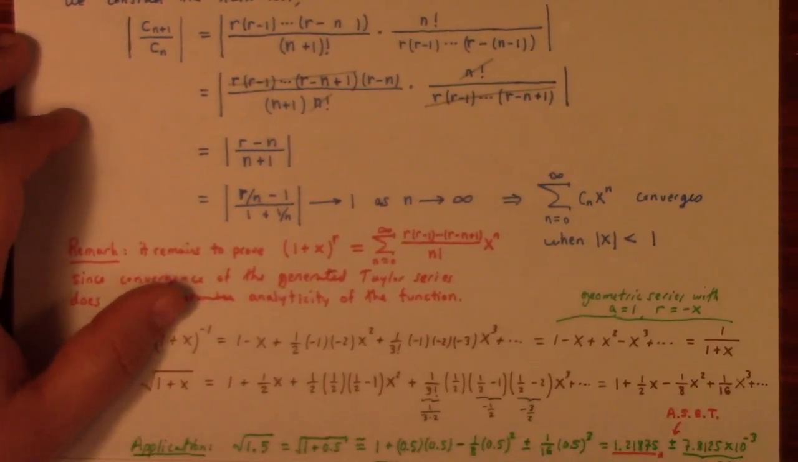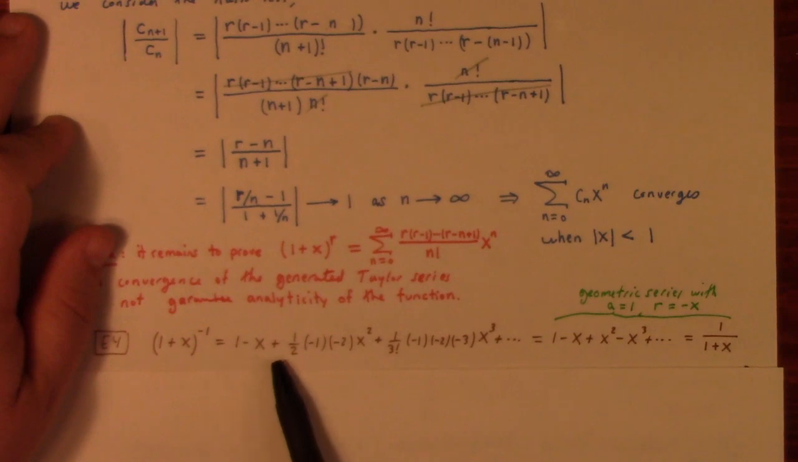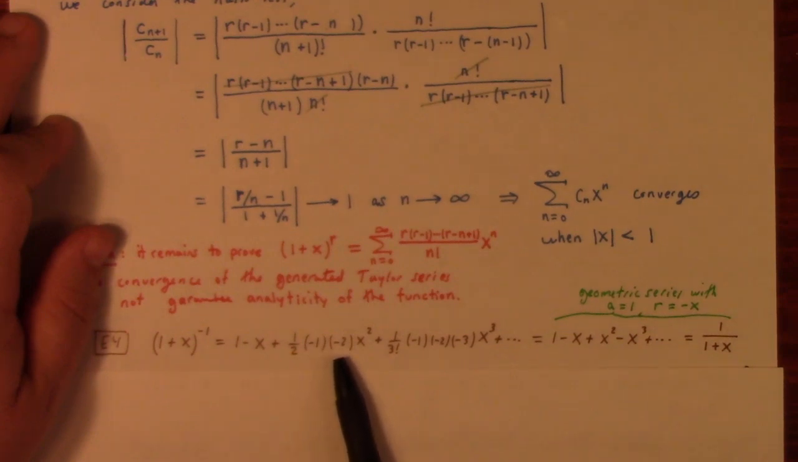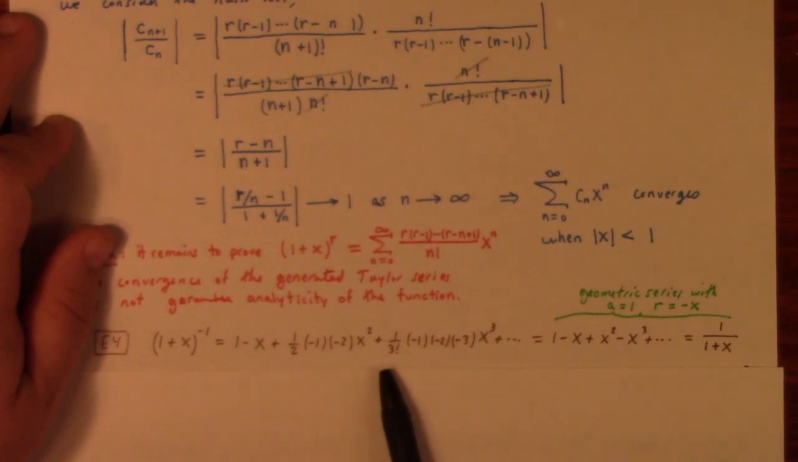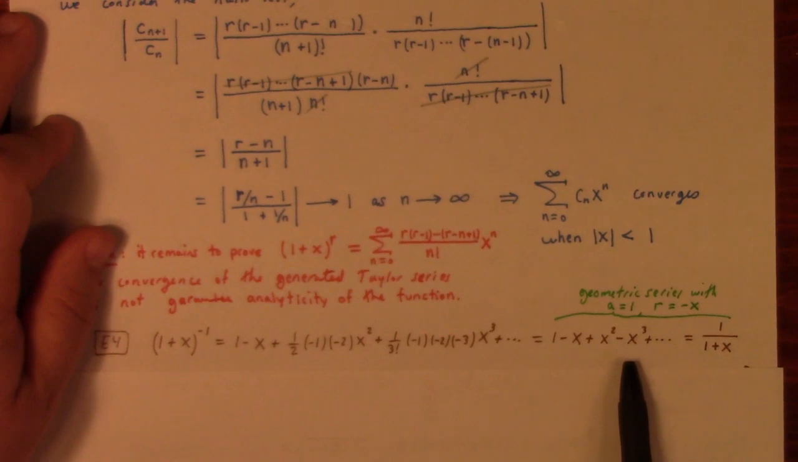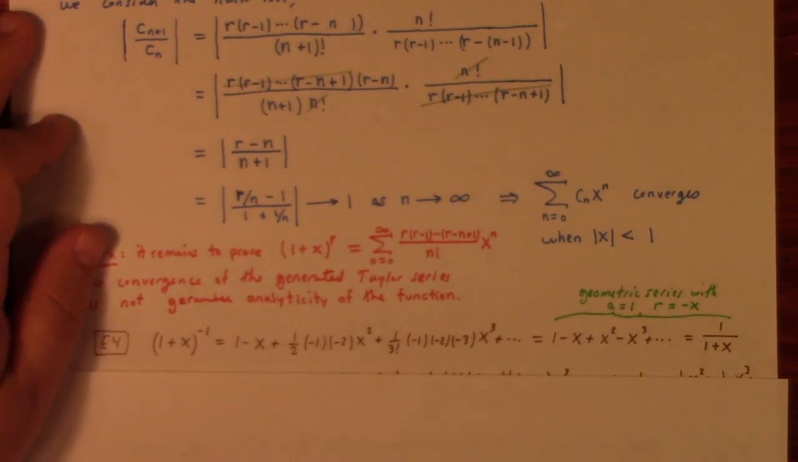So if we look at 1 plus x to the minus 1 power, the binomial series gives us 1 minus x plus 1 half minus 1 times minus 2, or 3 factorial minus 1 times minus 2 times minus 3. All right, putting it into that formula there. And the 2's and the 3's and the 2's, they cancel, and then we just get 1 minus x plus x squared minus x cubed. It's like, oh, well, of course we got that, because this is the geometric series with a equals 1 and r equals minus x. All right? So there's one example, binomial series.